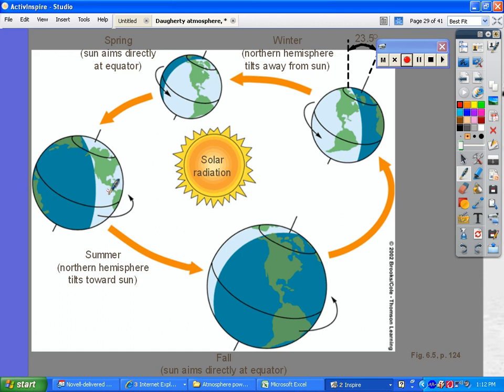And then summer, we are tilted towards the sun, so we get more warmth, more sunlight beaming directly on us. And you would have your summer solstice there, or your longest day in summer. And then in fall, again, the planet evens its tilt back out. You've got a fall equinox, where you have a day that's the same length daylight, same length darkness.